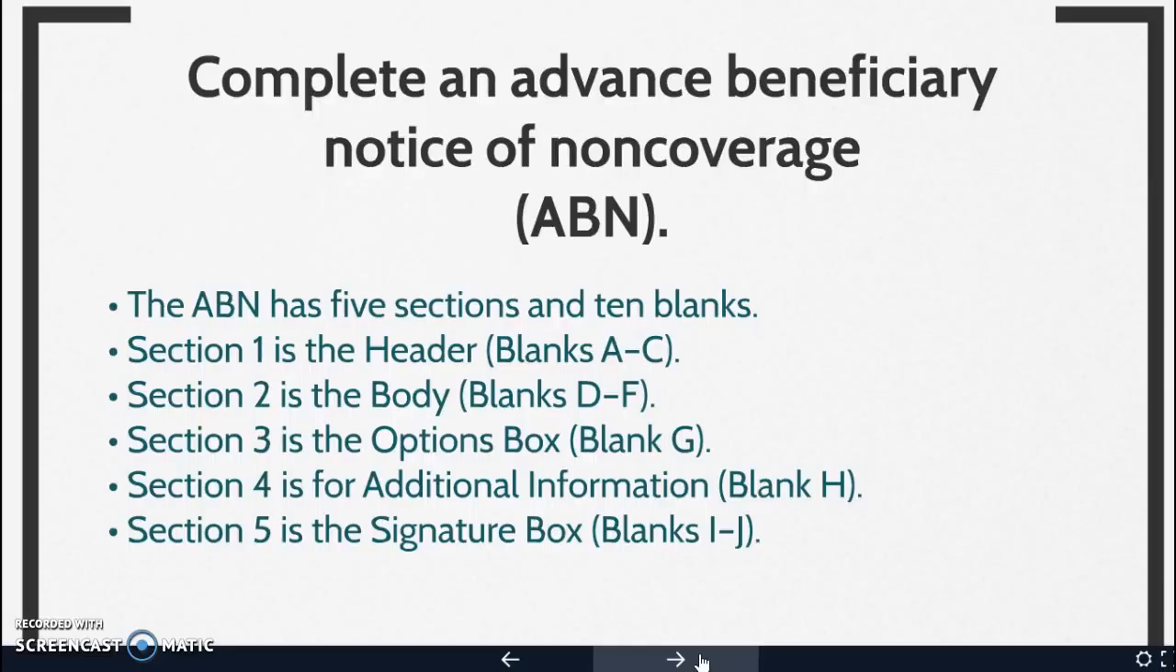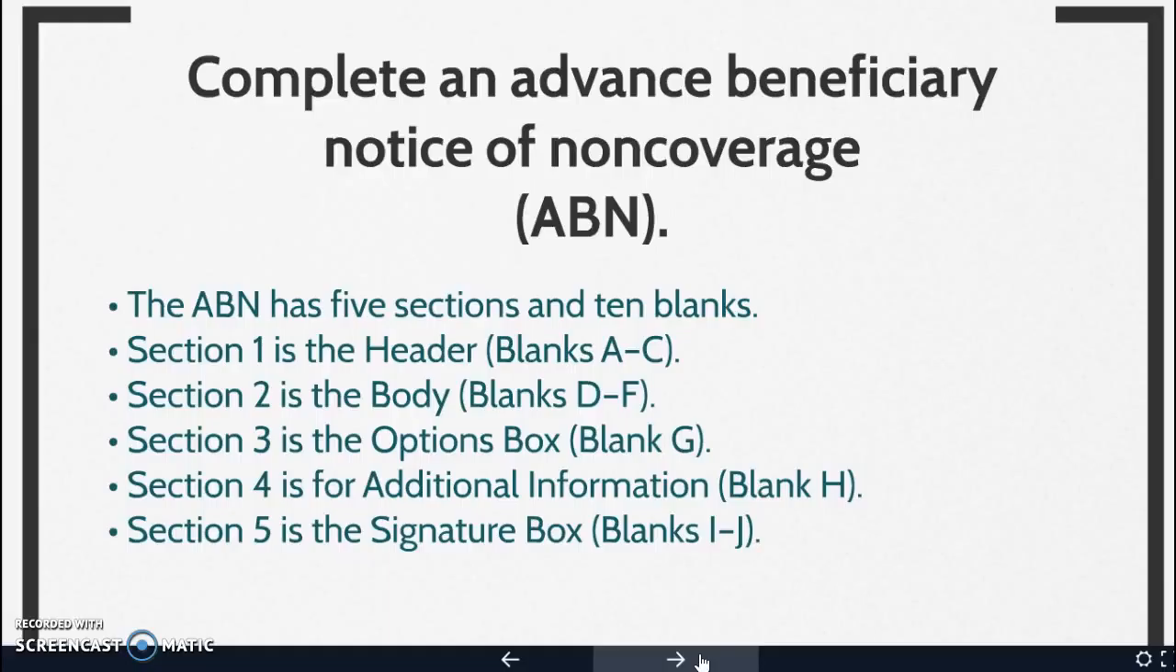When a reduction in service occurs, this needs to be made clear to the beneficiary. For example, entering wound care supplies decreased from weekly to monthly would be appropriate to describe a decrease in frequency for this category of supplies. But just writing wound care supplies decreased is insufficient. Blank E is the reason Medicare may not pay. In this blank, the provider or notifier must explain in beneficiary-friendly language, so the patient has to be able to understand it, why they believe the items or services described in blank D may not be covered by Medicare.